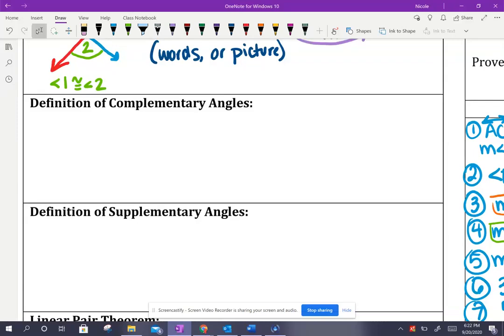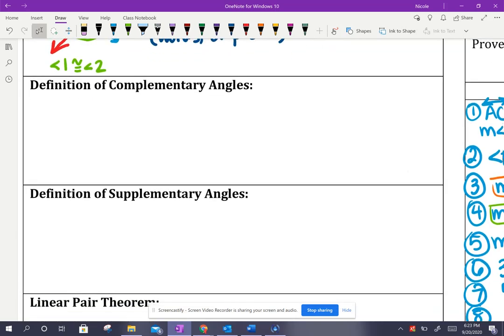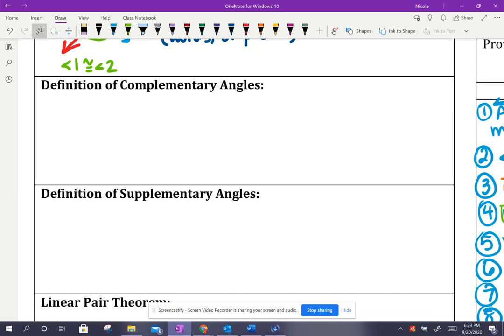Now we're going to move on to the definition of complementary angles. And I'm going to do complementary angles and supplementary angles together, and then we'll go through and look at some examples. So the definition of complementary angles is used when perhaps our given says something along the lines of angles 3 and angle 4 are complementary.